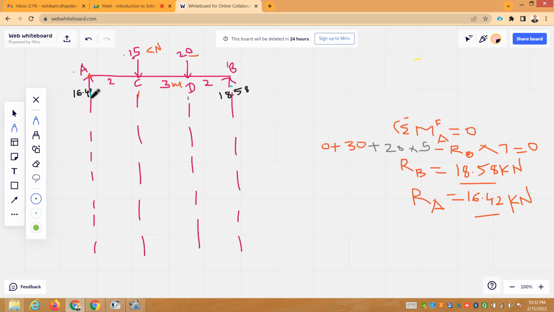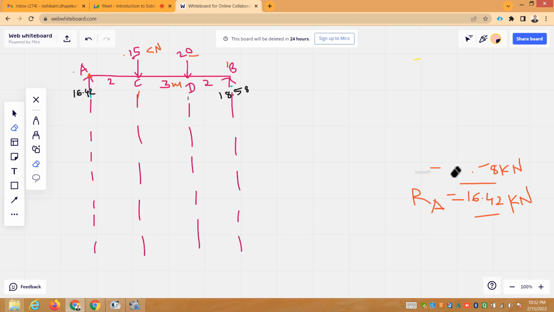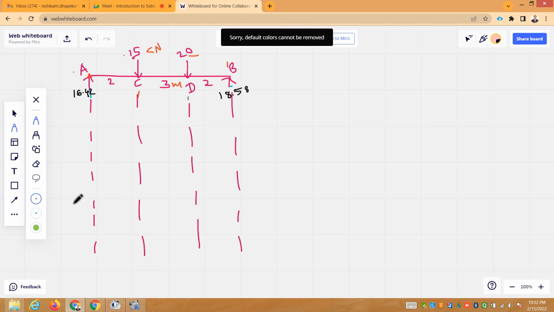So in this way you have calculated the reactive forces using equations of equilibrium, and you have shown them in your figure. Now you have to use the section method. You have to take the sections and draw or plot the shear force and bending moment diagram. So let us start. First of all you assume a section, suppose XX.